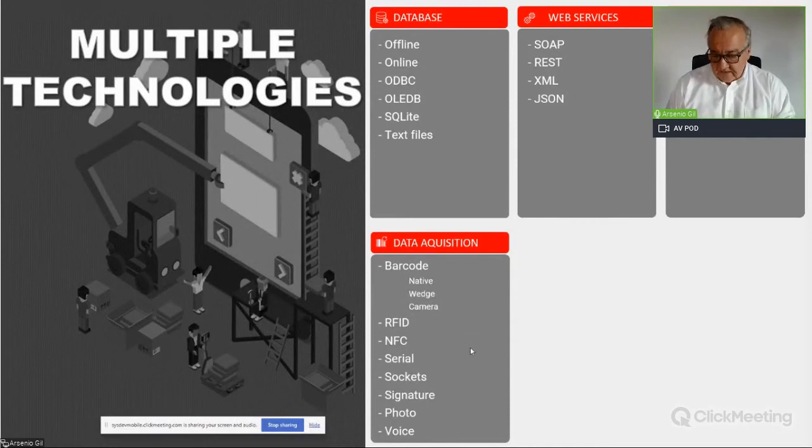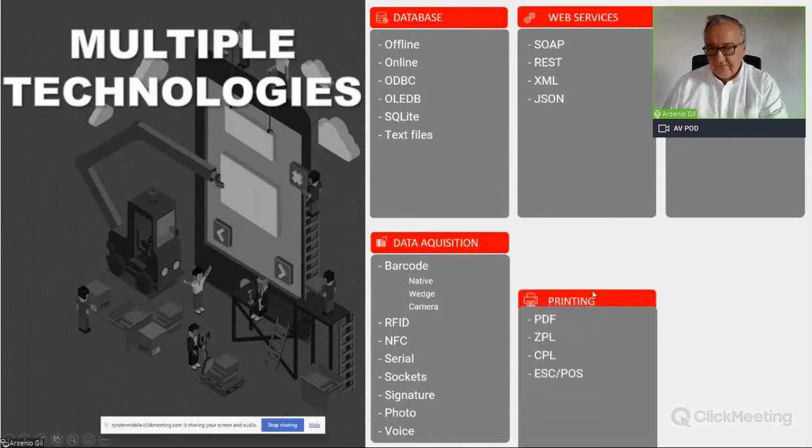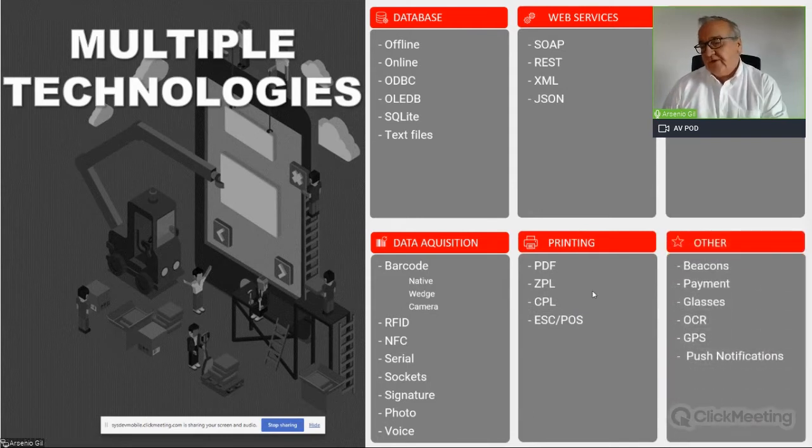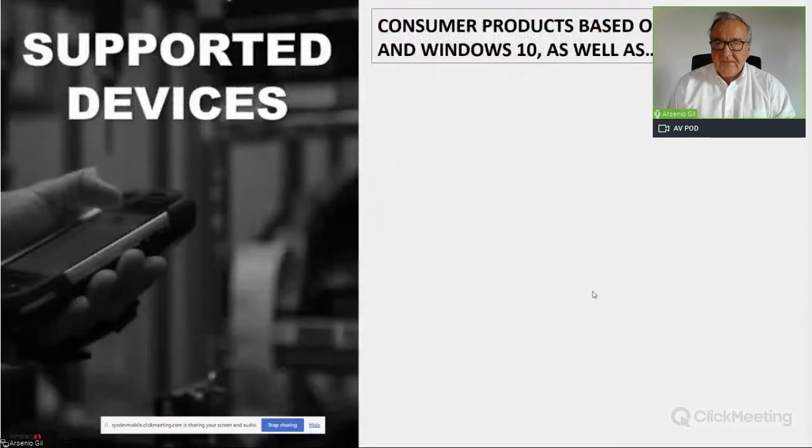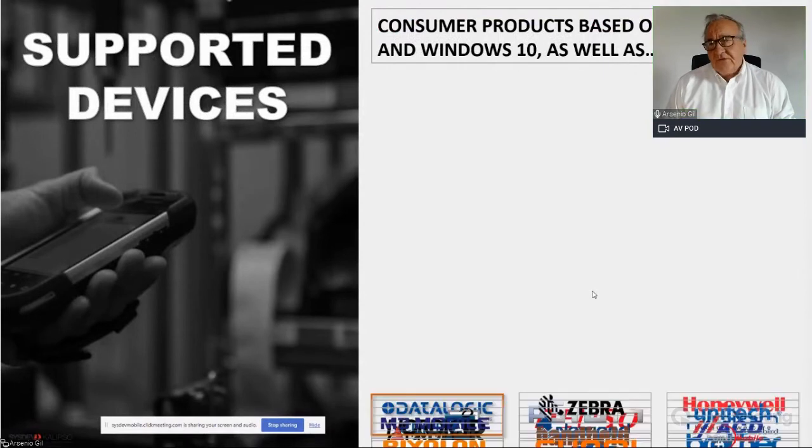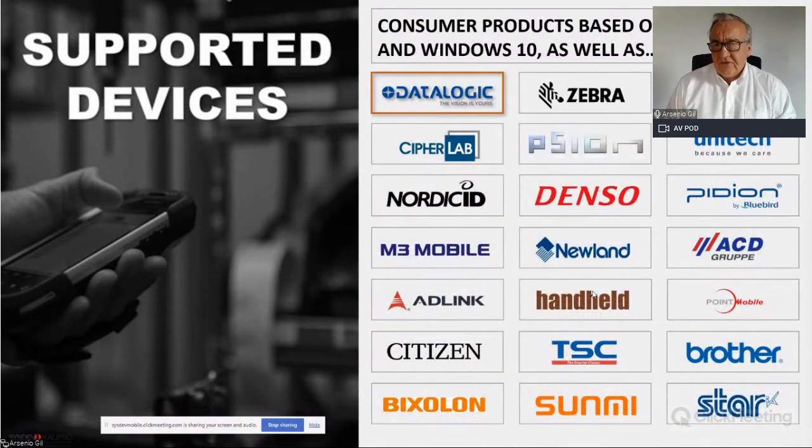Also you can print and use any kind of different hardware like beacons, glasses, or technologies like push notification, GPS, or Siri. Some of these technologies are available natively in the Kalipso platform, and you can use them with simple drag and drop. And of course, we support consumer devices based on Android, iOS, and Windows 10.